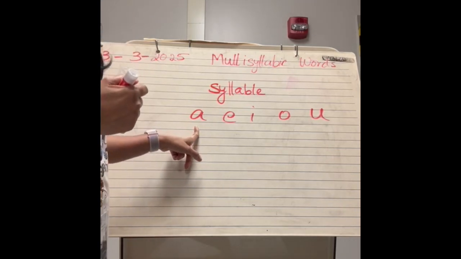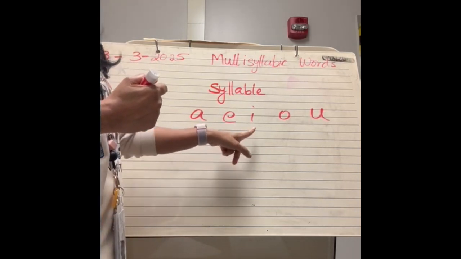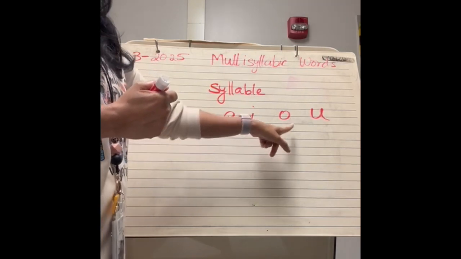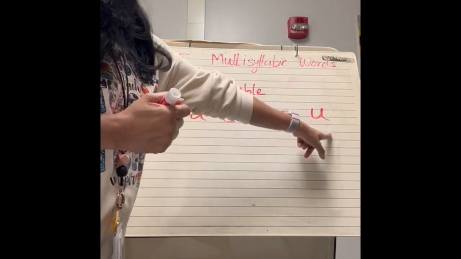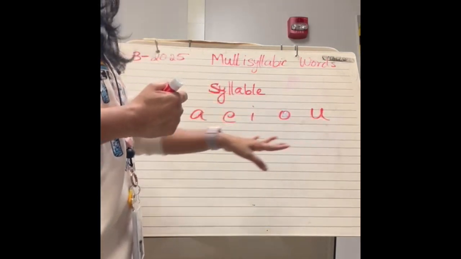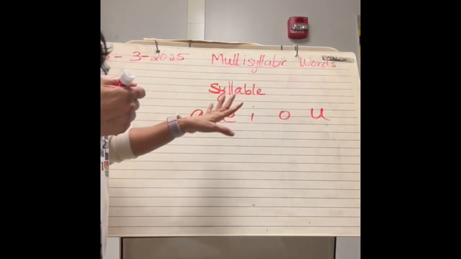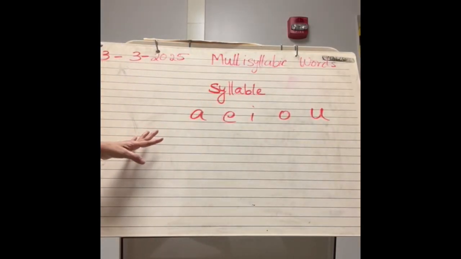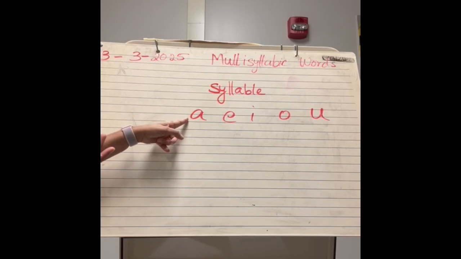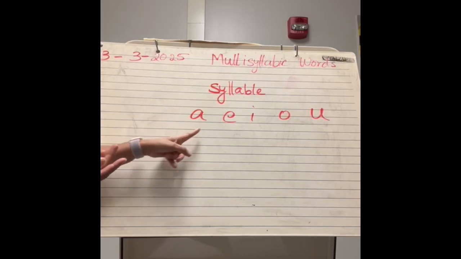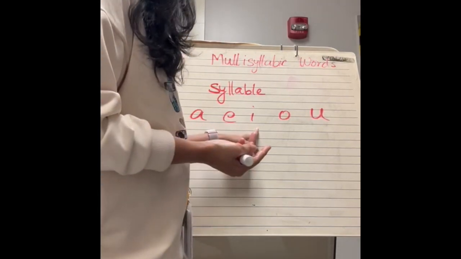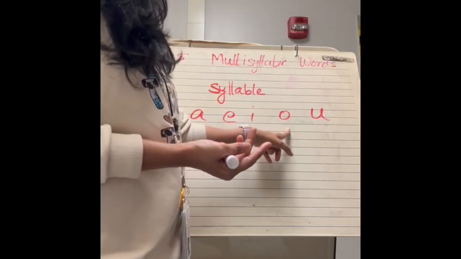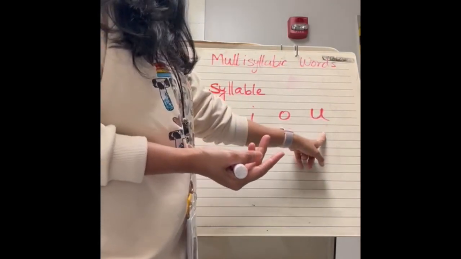Okay, yes, correct. This one, e, o, and right. So we know all the 5 short sounds. Now what are the long sounds? Can you tell me? Okay. A, E, I, O, U.